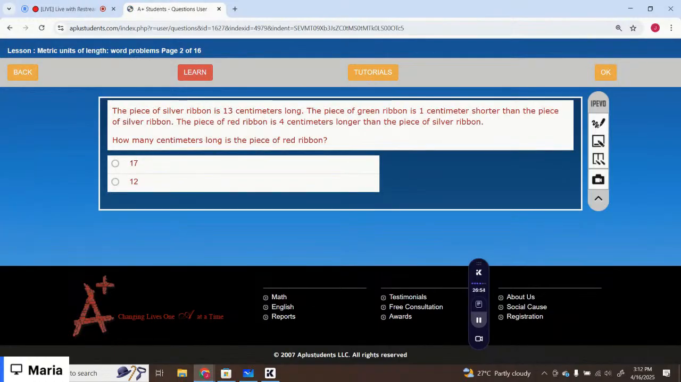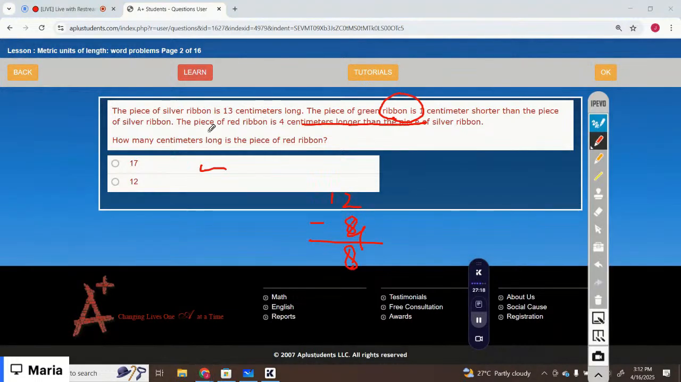Okay. The next question is: the piece of silver ribbon is 13 centimeters long. The piece of green ribbon is 1 centimeter shorter than the piece of silver ribbon. The piece of red ribbon is 4 centimeters longer than the piece of silver ribbon. How many centimeters long is the piece of red ribbon? Okay, let's just do it step by step. The silver one is 13 centimeters long.